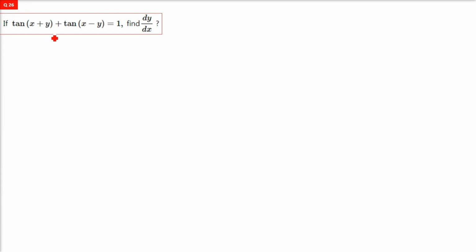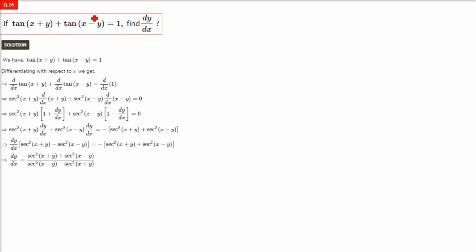Now, tan(x plus y) plus tan(x minus y) is equal to 1. Find dy by dx. If you know the differentiation of tan theta or tan x, this question is quite easy. So those who know it, they can just move forward. And those who want to understand, let me solve it.